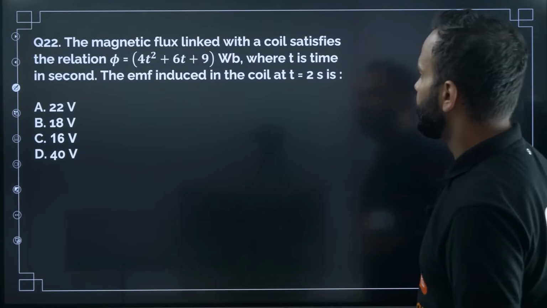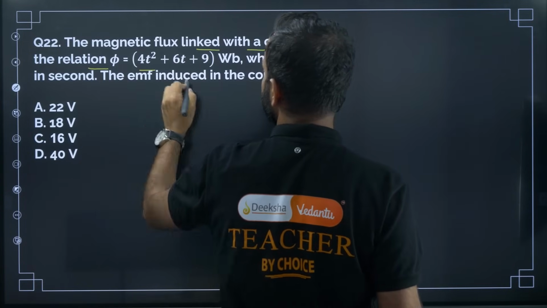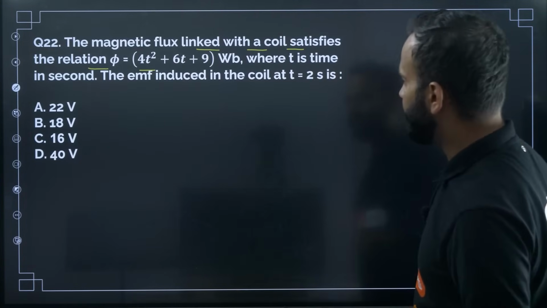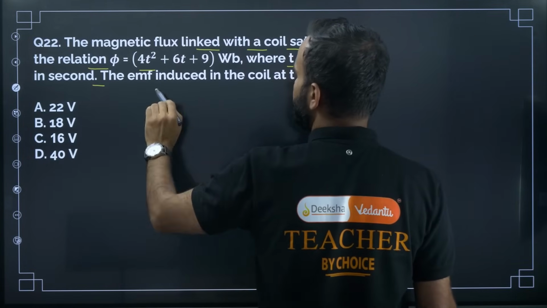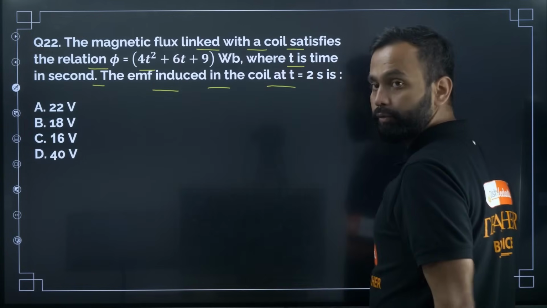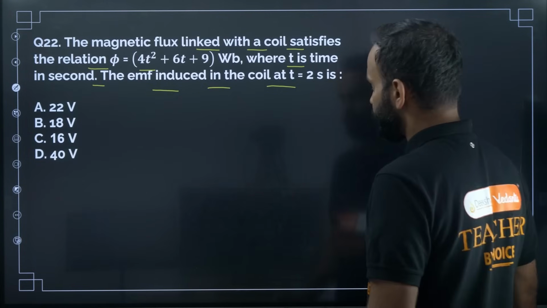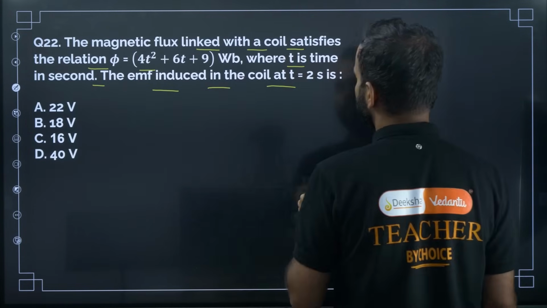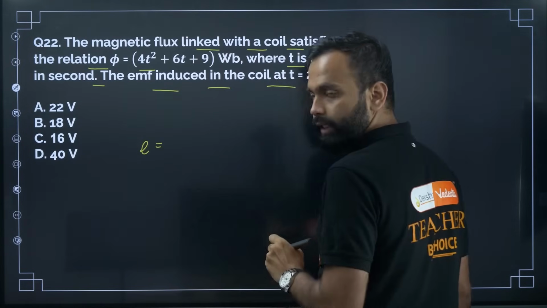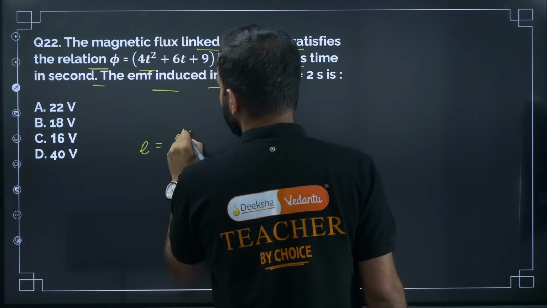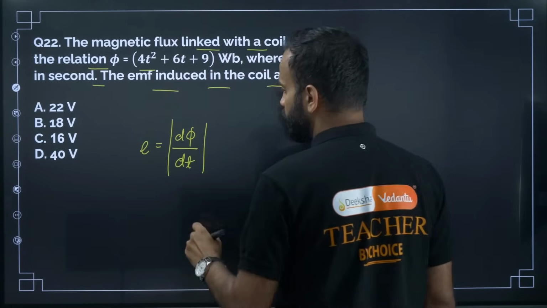Next question, question number 22. The magnetic flux linked with the coil satisfies the relation phi equal to 4t square plus 6t plus 9 Weber, where t is the time in seconds. The EMF induced in the coil at t equal to 2 seconds is? Okay, so here we need to find induced EMF in the coil at t equal to 2 seconds. The direct question, right? Induced EMF in the coil, E equal to rate of change of magnetic flux, d phi by dt, magnitude of rate of change of magnetic flux.